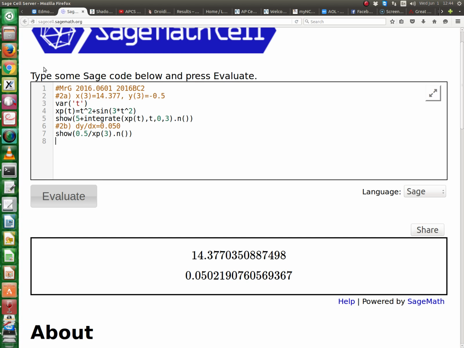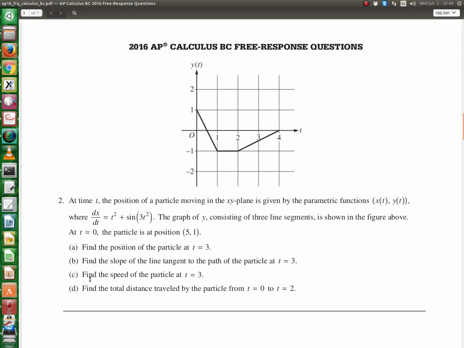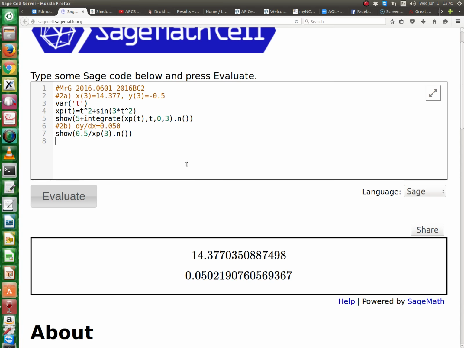All right, what about part C? Part C says find the speed of the particle. Well, the speed of the particle, isn't that, take the coordinates of the velocity vector, which we just figured out, x prime of 3 and y prime of 3, and take the magnitude of the vector, the distance formula, the square root of the quantity x prime of 3 squared plus y prime of 3 squared.